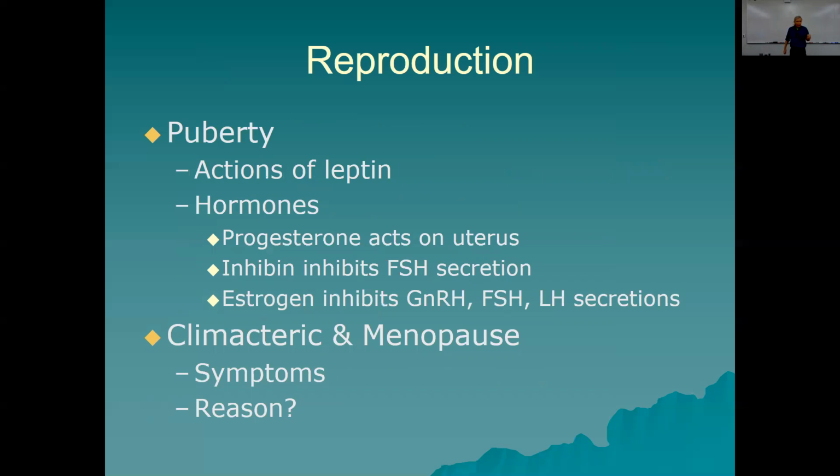Actions of leptin. The age at which puberty begins in females has been dropping for centuries. It used to be actually 18, 19. Now it's down to 12, or sometimes even earlier than that. And it might be due to actions of leptin. Leptin is, remember, a hormone from adipose tissue, and it tells the body how much fat you have. And it also has a role in seemingly timing the onset of puberty.